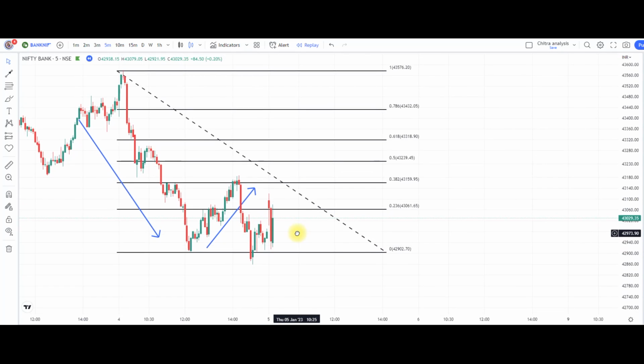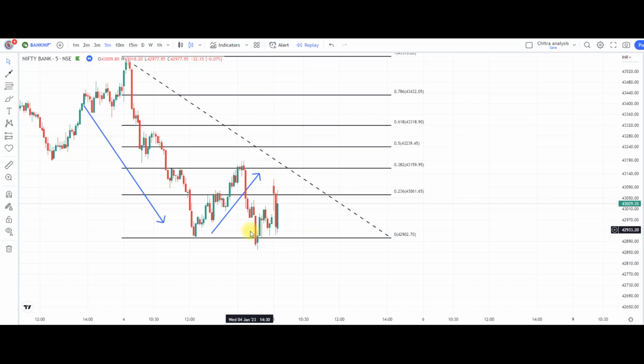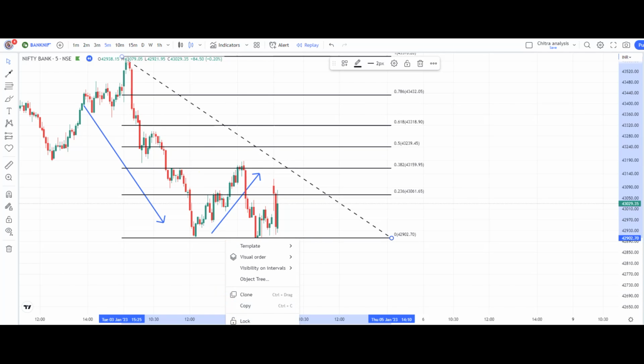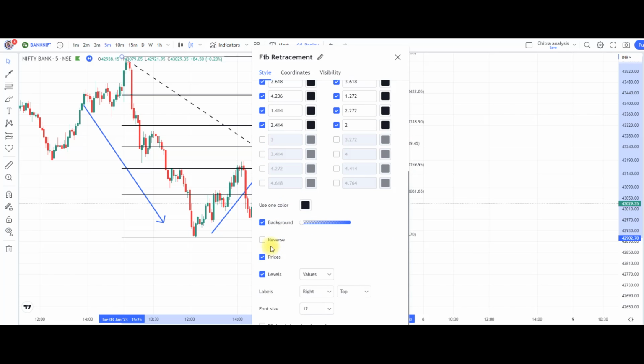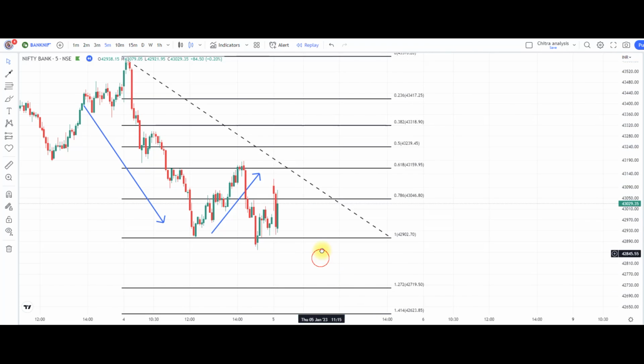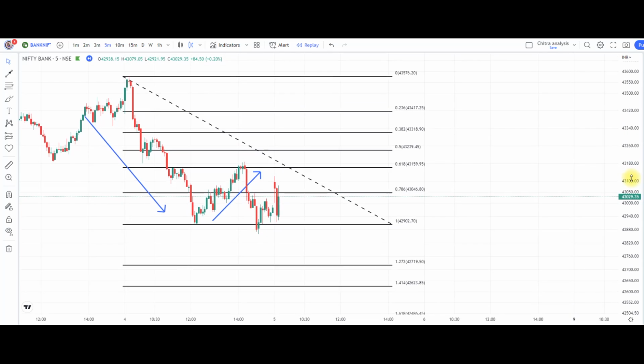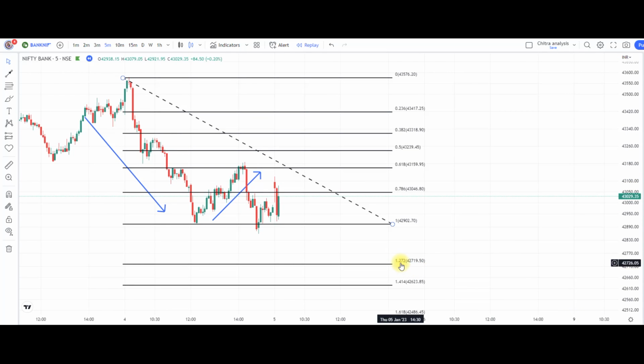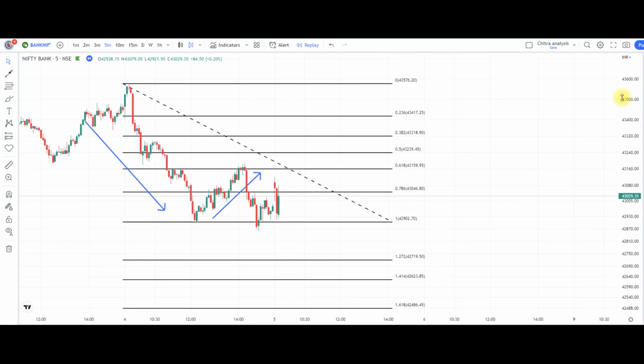So before that we can calculate the target. So in order to do that, click on the Fibonacci and go to settings, do reverse. So first target will be 1.272, that is 42,719, and second target will be 1.414. So we will see whether we achieved our target or not.